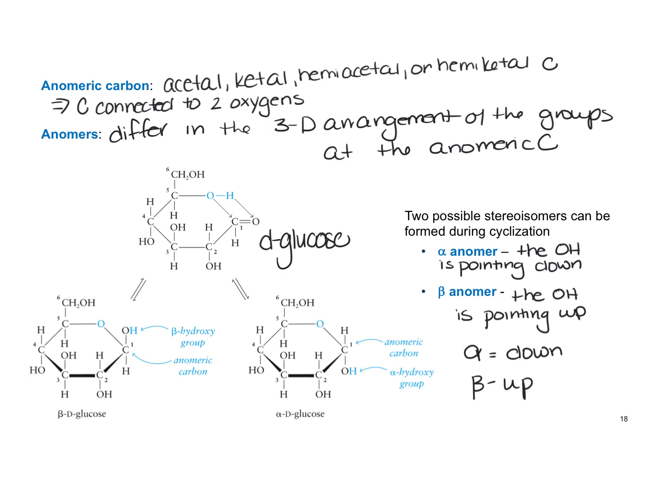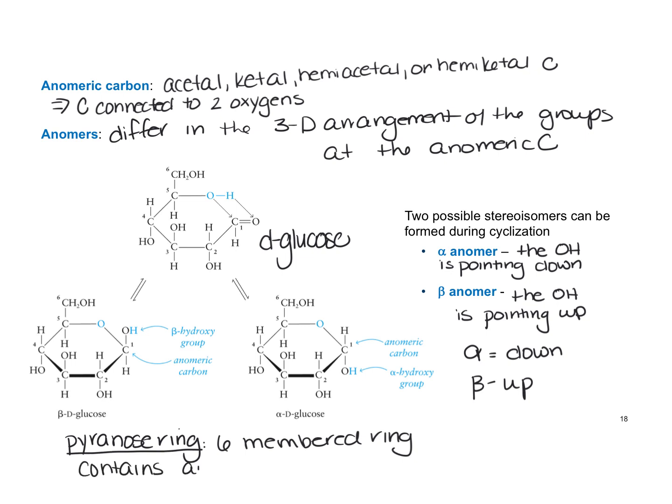Another thing that I want to point out here is that glucose specifically here is called a pyranose ring. And a pyranose ring is a generic term, and that just means it's a 6-membered ring that contains an oxygen atom. So all the carbohydrates in their ring form are going to contain these oxygen atoms.